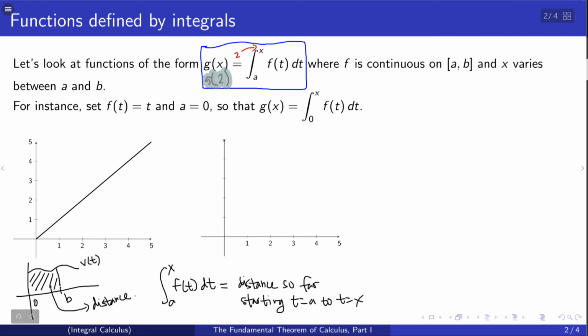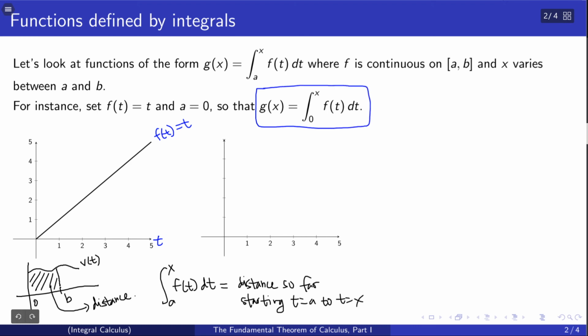So just to give you a more concrete example here, let's take f of t to be equal to t. So it's this function here. So t is on the horizontal axis. This is your function f of t. And let's set a to be 0 so that the function g is the integral from 0 to x of f of t dt.